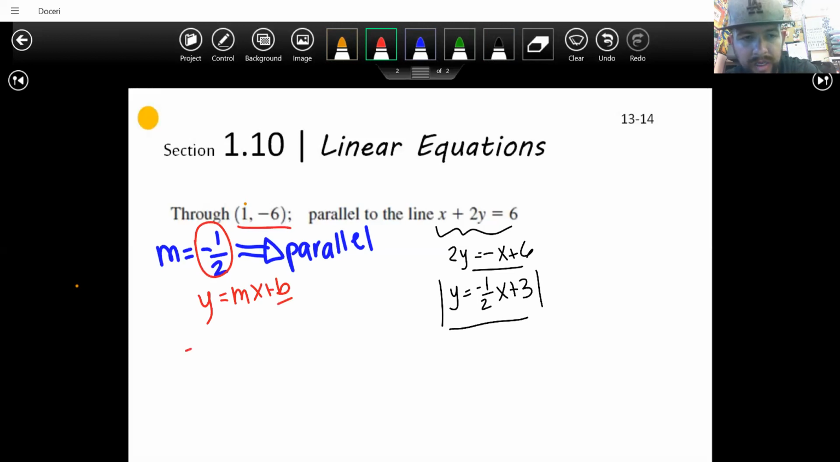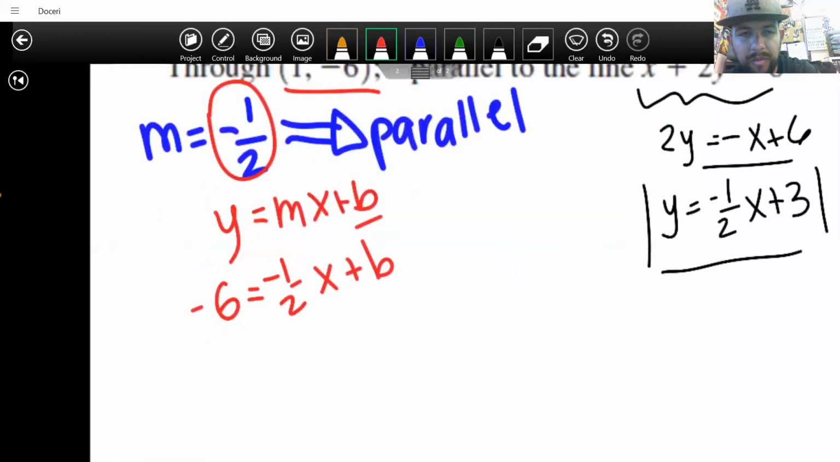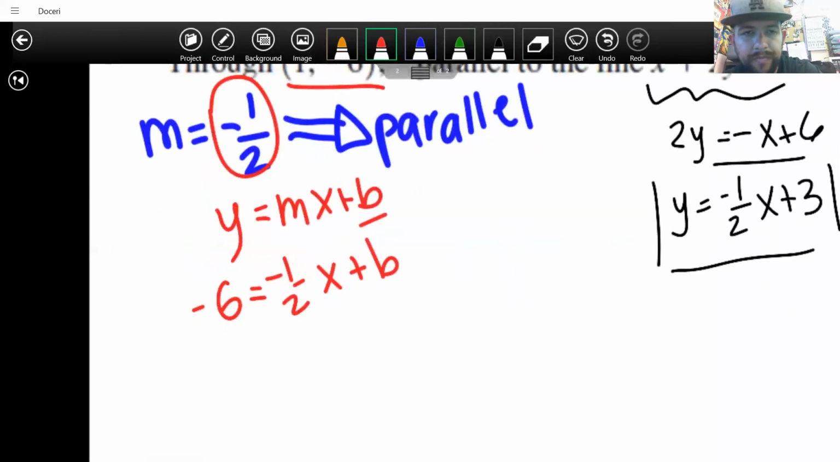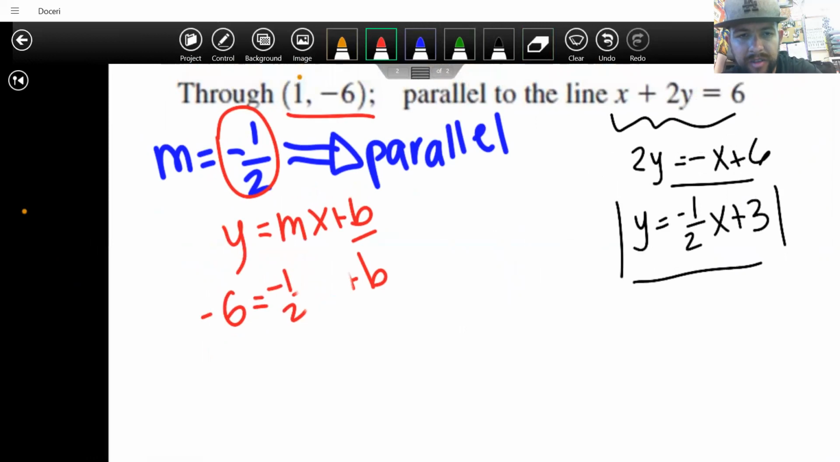Negative 6 is equal to negative 1/2 x, and then plus b is what we want to solve for. I'm going to zoom this in a little bit. Let's go ahead and plug in our x. Our x happened to just be 1. So we're going to get negative 6 is equal to negative 1/2 plus b.